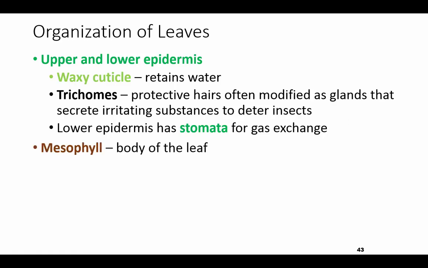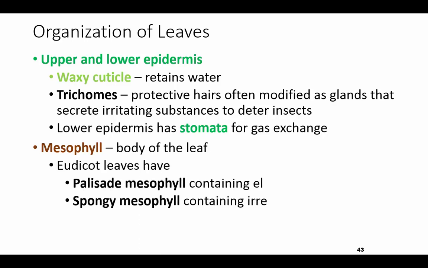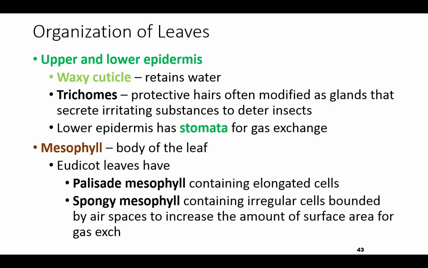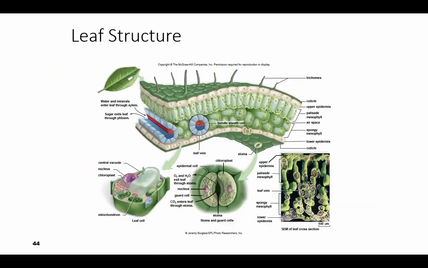The body of the leaf is called mesophyll, and eudicot leaves have palisade mesophyll and then spongy mesophyll. And the spongy mesophyll has a lot of air spaces in it to increase the surface area for gas exchange. And you're going to find a lot of chloroplasts in leaves.